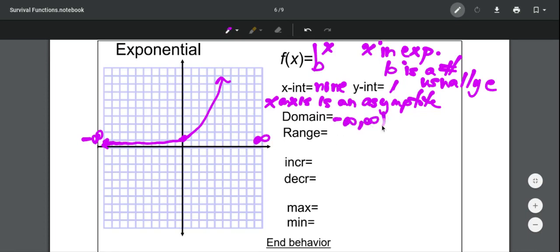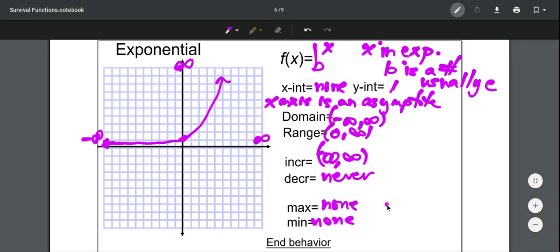And the range of this graph goes from, it starts way down here at 0, but it doesn't include 0 because remember we just said that it doesn't cross the x-axis here. And it goes up here to infinity. It is always increasing from negative infinity to infinity. And it's never decreasing. Its max is none, and its min is none.